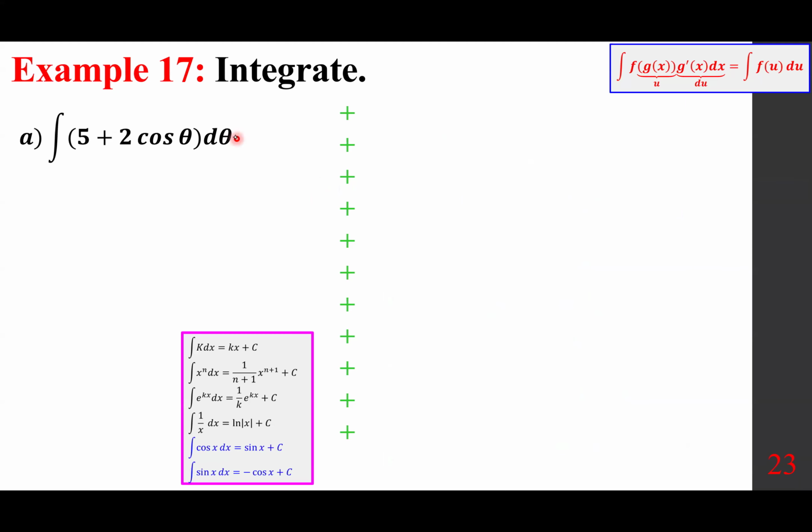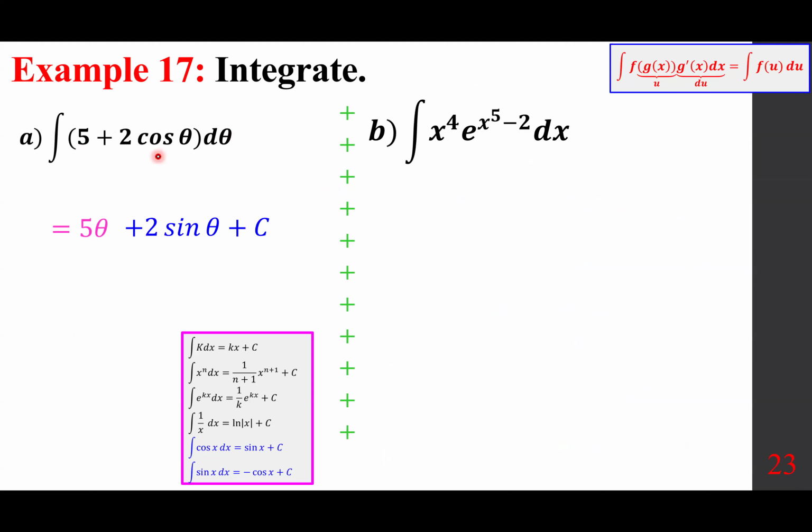Pay attention that theta is the independent variable, so 5 gives you 5 theta. Plus 2 cosine theta gives you plus 2 sine theta plus a constant. Very simple. The derivative of cosine is negative, but the integral of cosine is positive sine theta.